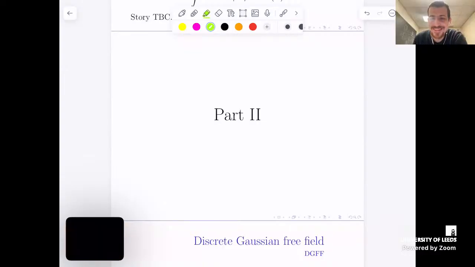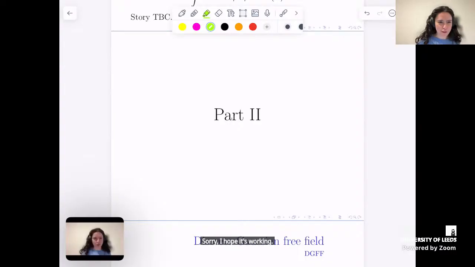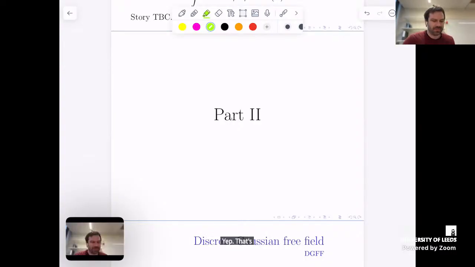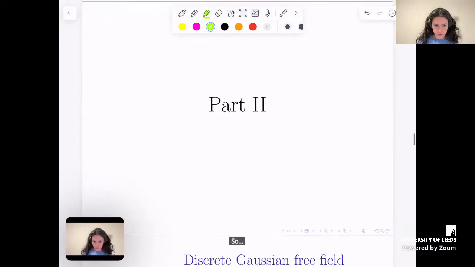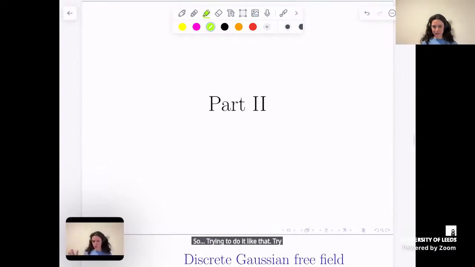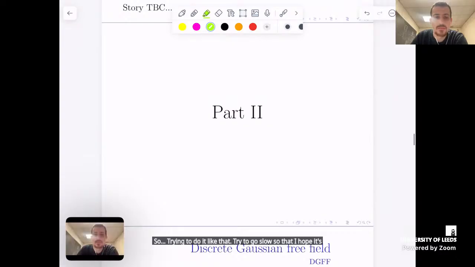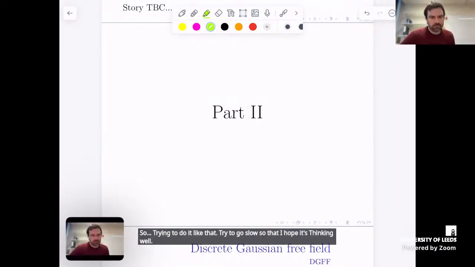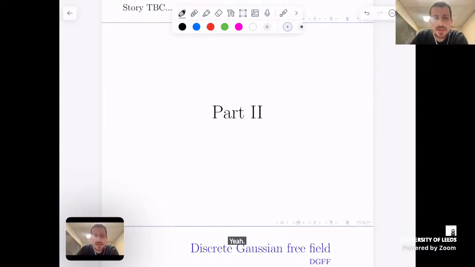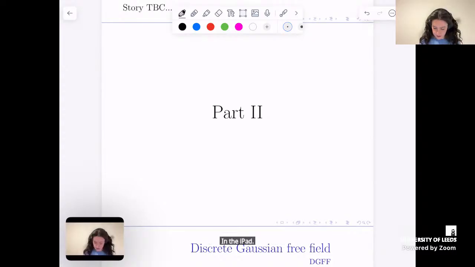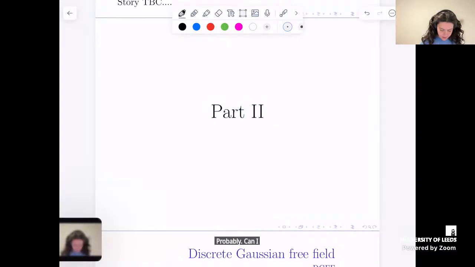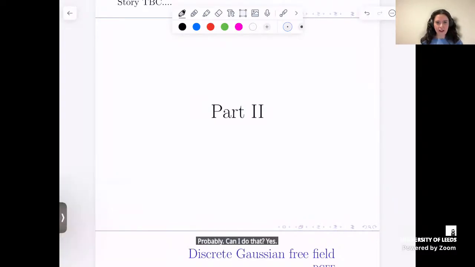Oh, perfect. So I hope it's working. Yeah, it looks very good. Let's maybe hide the video. So, yeah. Try to do it like that. Try to go slow so that I hope it's syncing well. People can read and see. You want to minimize the Zoom window down there, or probably the iPad. Can I do that? Yes. Hope it's gone now. All right. Cool. Yeah, looks very good. Then, yeah, I guess we can continue.